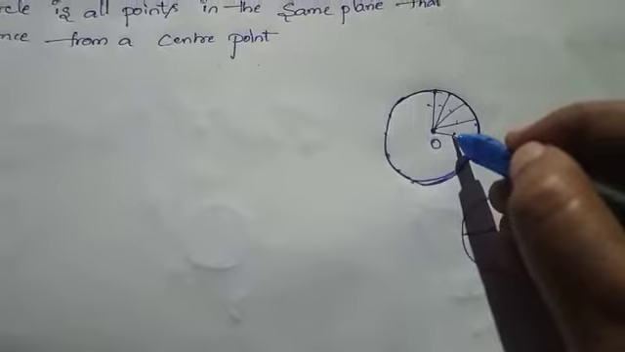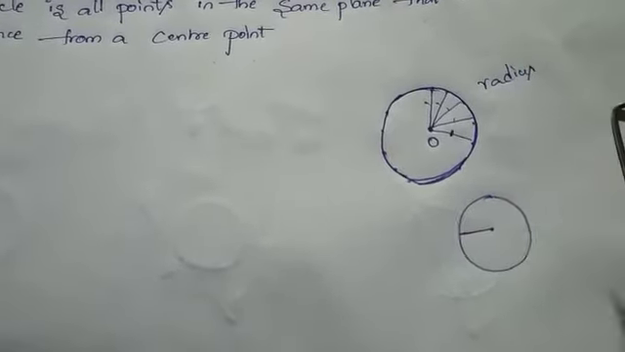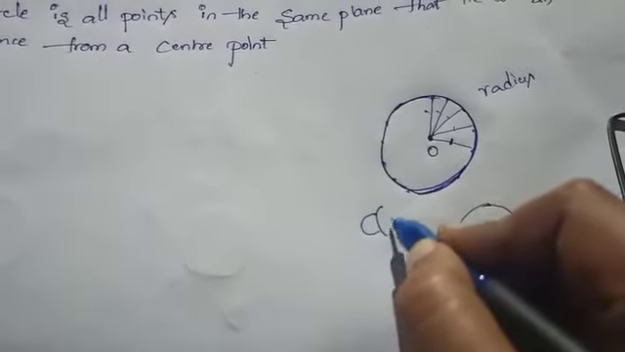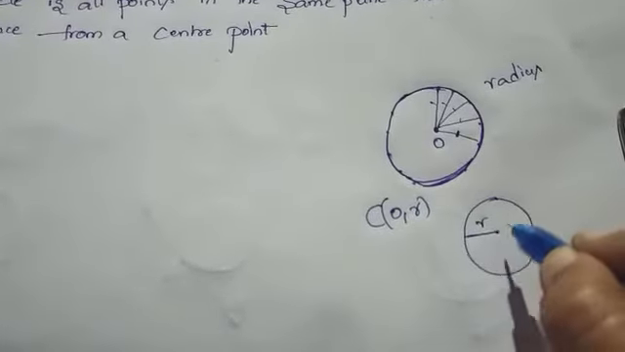This distance is called the radius of the circle. Radius of the circle is denoted with R. O is the center of the circle and R is the radius of the circle.